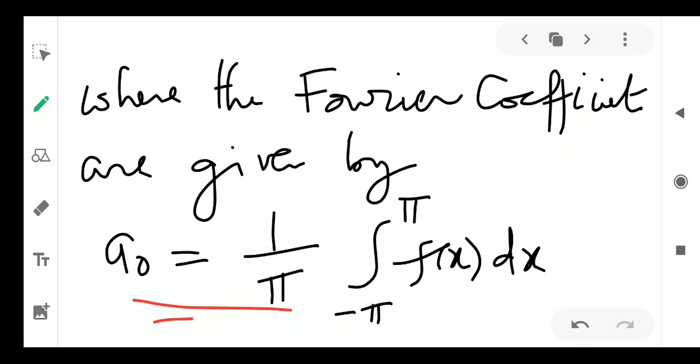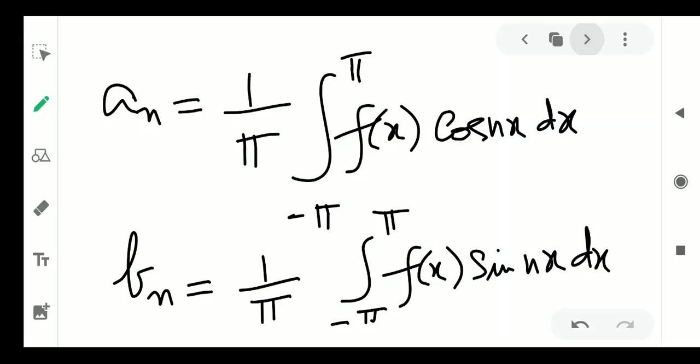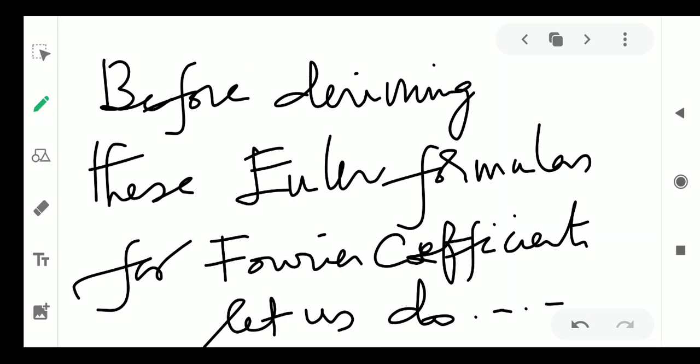A0 will be calculated using integration. Integration must be thorough to you, then only the problems can be done. A0 is 1 by pi integral from minus pi to pi of f of x dx. An, the Fourier coefficient I told you, which comes along with cos nx, is computed like this: an is equal to 1 by pi integral from minus pi to pi of f of x cos nx dx, and bn is equal to 1 by pi integral from minus pi to pi of f of x sin nx dx. This is to be remembered. So this formula is better known as Euler's formula for computing Fourier coefficients.